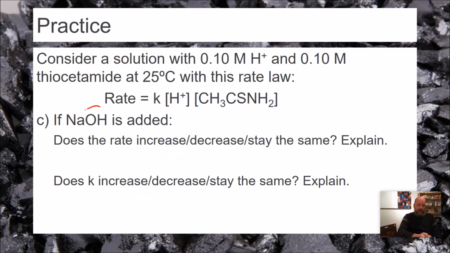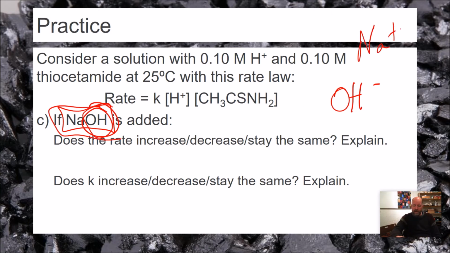So we're going to add sodium hydroxide. Now, sodium hydroxide is going to cause a separate reaction. Hydroxide ions, OH minus, which is going to ionize right away into sodium ions and hydroxide ions. We don't care about the sodium ions. They're not going to do anything. But these hydroxide ions are going to react with the H+, and they're going to make water.